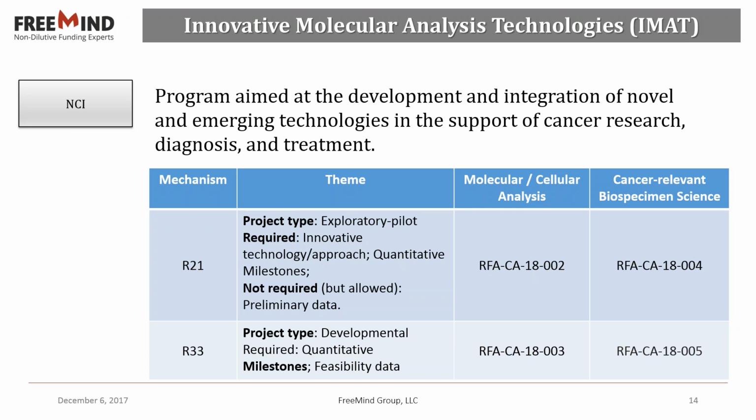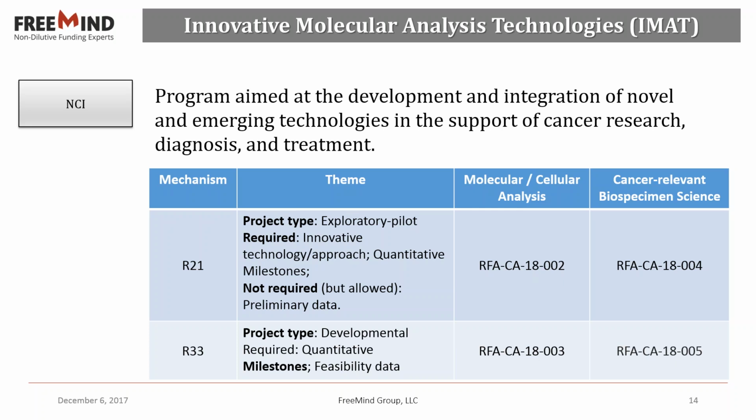The R33, on the other hand, while the R21 is for earlier stage and high risk, the R33 is for advanced development and validation of technology or applications for which proof of concept has been achieved. It seeks applications that propose exploratory research projects focused on further development and validation of emerging technologies, and that offer novel capabilities for targeting, probing, or assessing molecular and cellular features of cancer biology for basic or clinical cancer research. Now, all four solicitations you see here are not for clinical trials. I repeat, they're not for clinical trials.